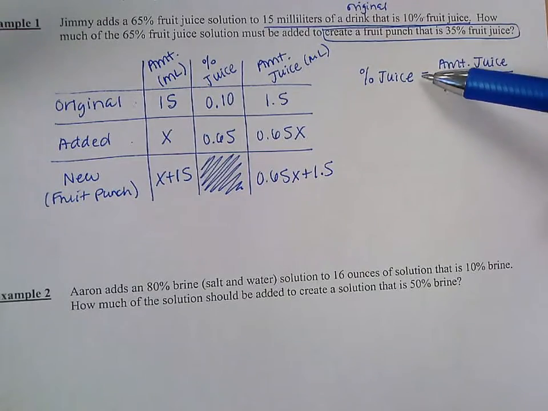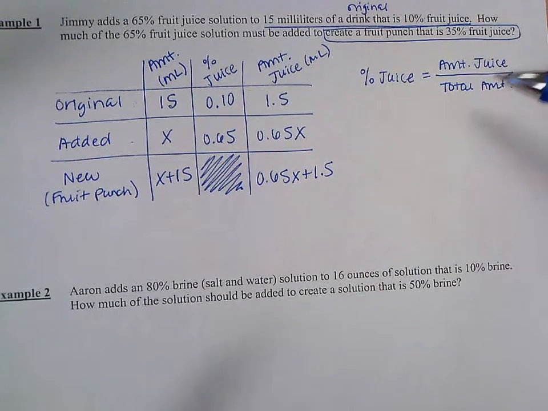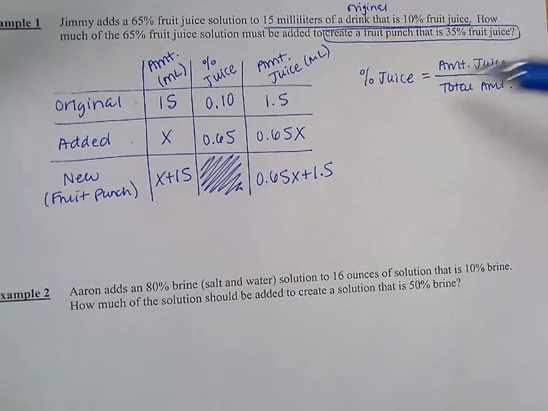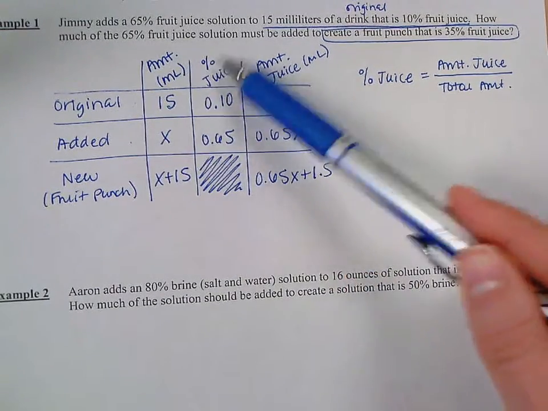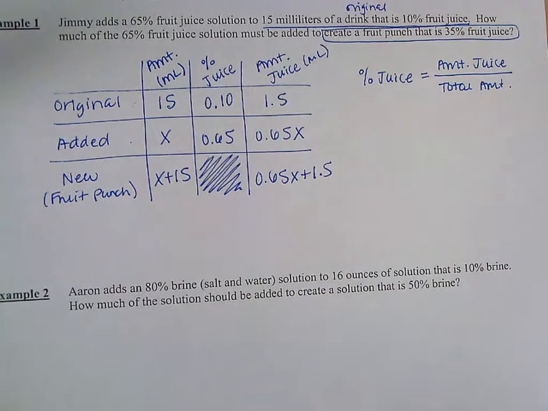I do also want to say, because in the next example we're not actually dealing with juice, we're dealing with brine. So wherever I have juice written, that can be replaced with whatever your problem is talking about. So the original, the added, the new, the amount, percent, amount, that can all stay the same. But wherever there's juice, it's just whatever quantity is in the problem.